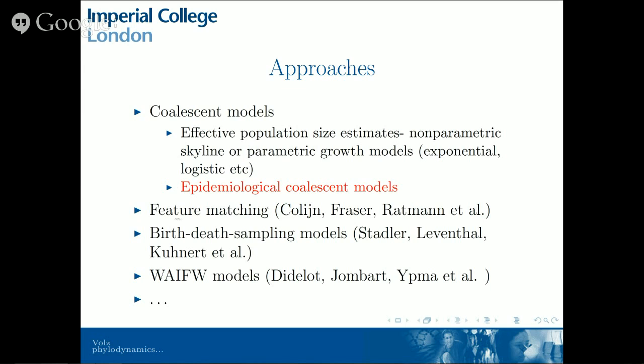So, for example, there's feature matching approaches. There's a large group here at Imperial College that works on this, comparing simulated genealogies to observed genealogies. An interesting alternative to coalescent models are the birth-death sampling models, especially developed by Tanja Stadler in Zurich. And then I would also classify this as a type of phylodynamic inference, that there are models based on inferring who infected whom. And these methods are especially appropriate when sampling a very large fraction of the population and when the sample size isn't too large. So, for example, nosocomial infections.